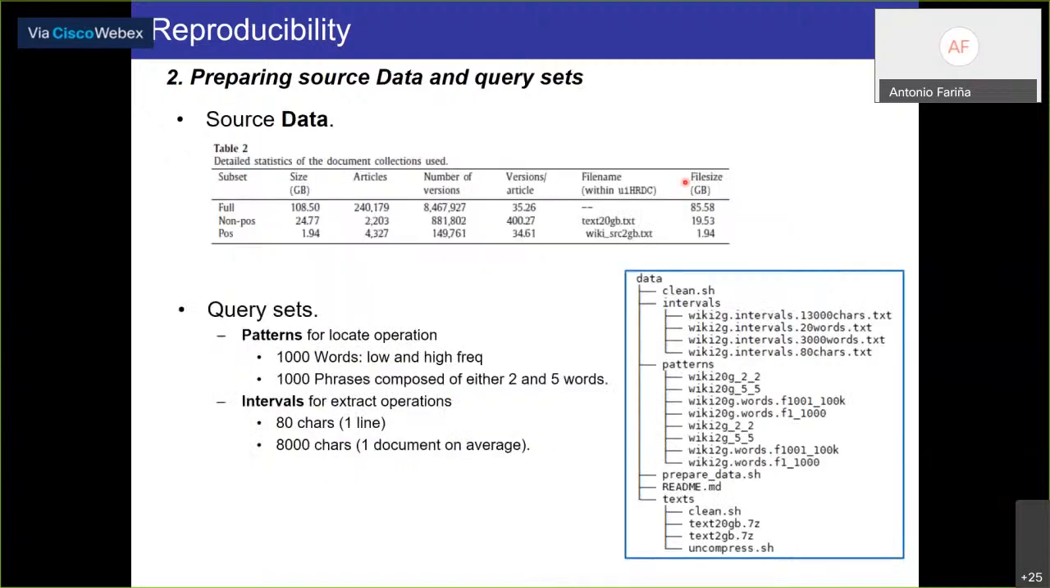After that, we also packed the source data from the collection. We used a version of the English Wikipedia archive. It was included here. It was only 200 megabytes because it is actually very, very repetitive. And we used two different subsets of this, one using this size and another one using around 2 gigabytes for the positional scenario. Also, we included all the query sets we required for locating patterns and also for extracting queries.